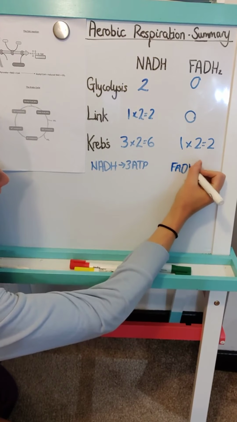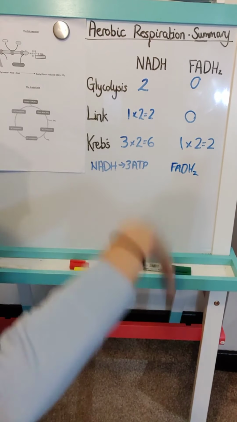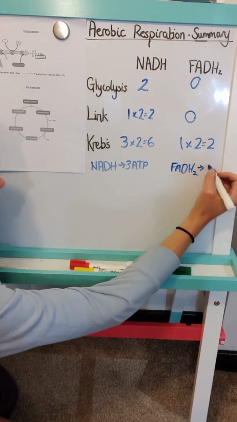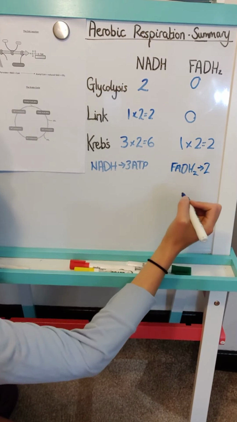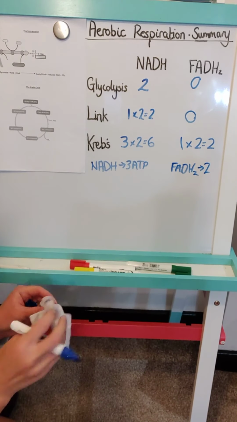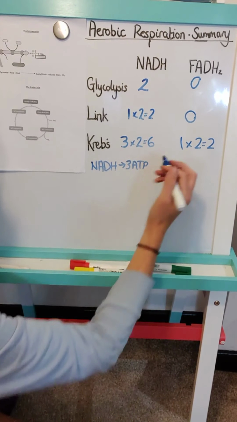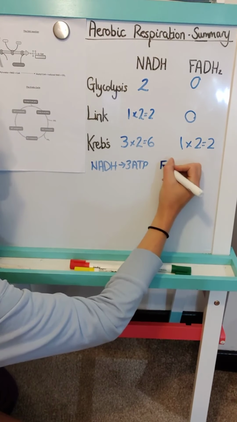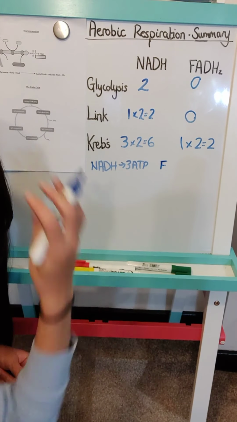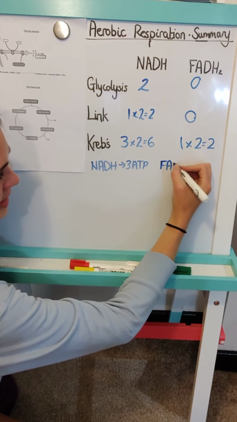FADH2: for every reduced FAD that drops off its electrons and causes the proton pumps to do their thing, you get 2 ATP. That actually makes sense, though, because in the electron transport chain, FAD doesn't go to the first complex, it goes to the second one. So it misses a proton pump, so it makes sense that there aren't as many protons, and then there won't be as many ATP.